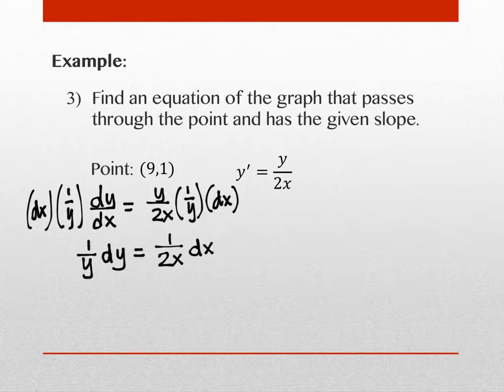Is everybody good with that? So I do, in fact, now have all the x's on one side and all the y's on one side. And I can now find the antiderivative because I've separated them. Hence, it's separable. What's the antiderivative on the left? Natural log absolute value y. What's the antiderivative on the right? Natural log absolute value 2x.